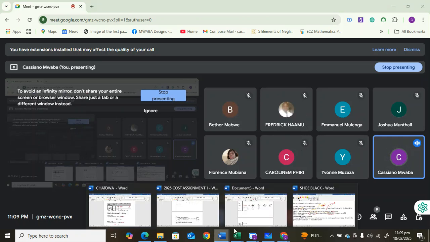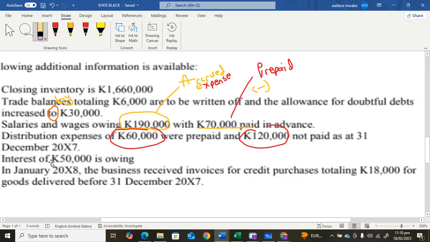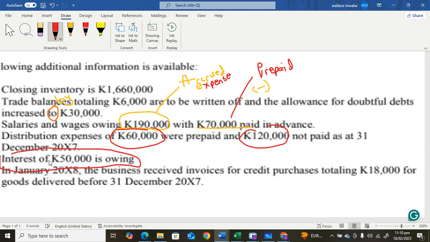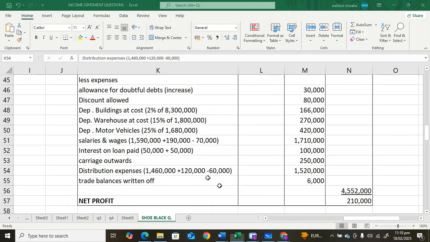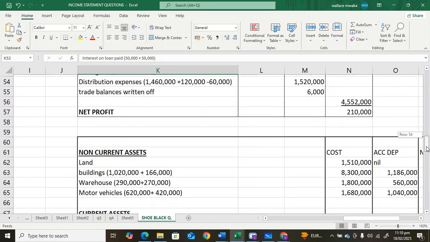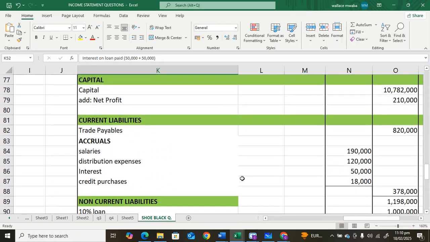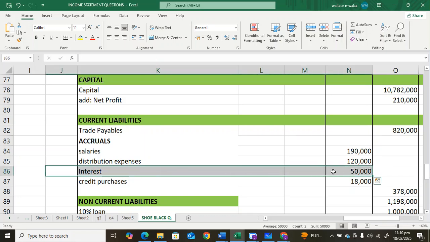Yes. Then, even here, we've got interest of 50,000. So we have another accrual. Since it's an accrued expense, we're going to add it to the interest expense in the statement of profit or loss. Interest 50,000 plus another 50,000, this one which is owing. And then on the balance sheet, under current liabilities, you'll find it again, interest owing, 50,000.